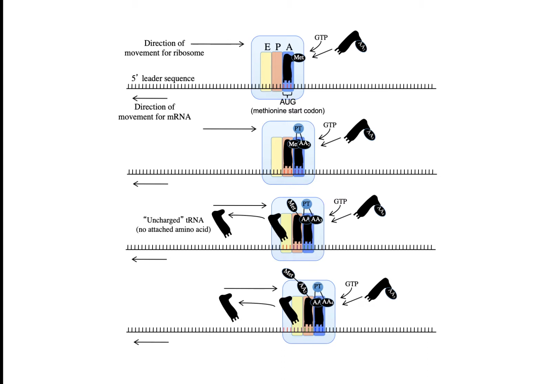So this process continues, shifting the tRNAs with their amino acids and shifting the tRNA without its amino acid to the E site over and over and over again until a stop codon is reached. In that case, a release factor causes a stoppage of translation and a separation of the two ribosomal subunits, which also releases the newly made polypeptide or protein.